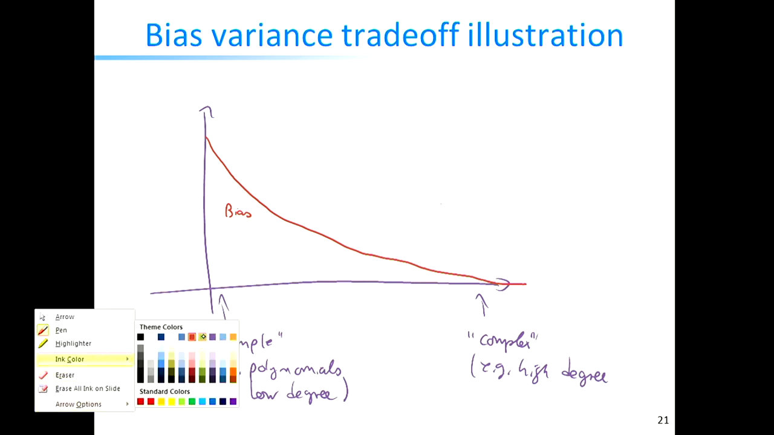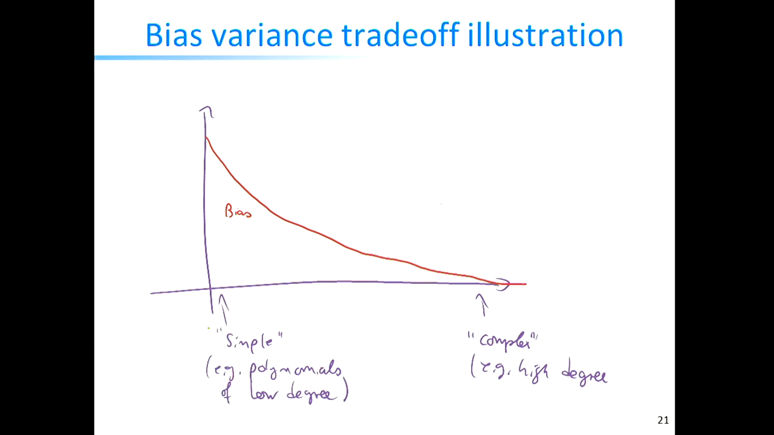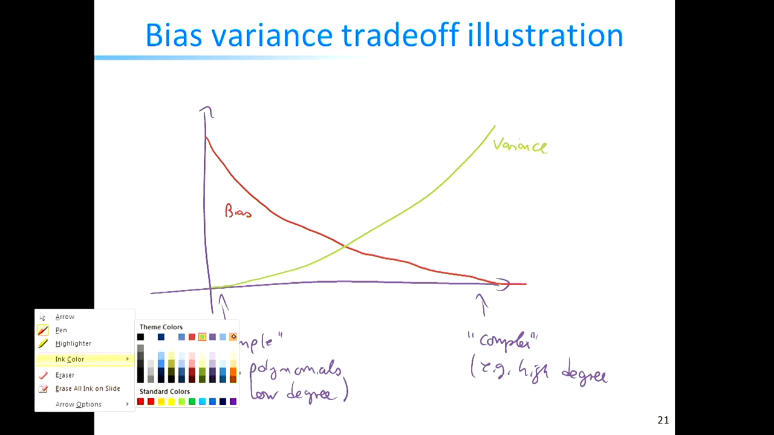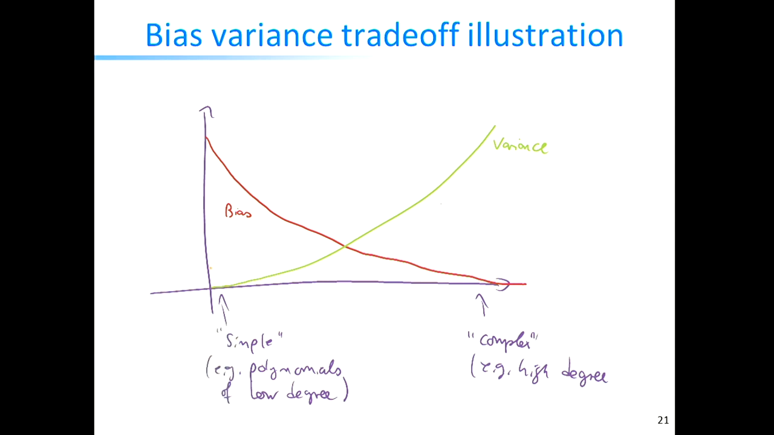Now the variance: what happens with the variance as we increase the model complexity? If you use very simple models, a constant, say the all-zero polynomial, it is the same no matter what our data is, so it has zero variance. But as we use more and more complex polynomials, the variance goes up like this. Then of course we also have the noise. And how does the noise depend on the model complexity? Not at all. The noise just stays constant.